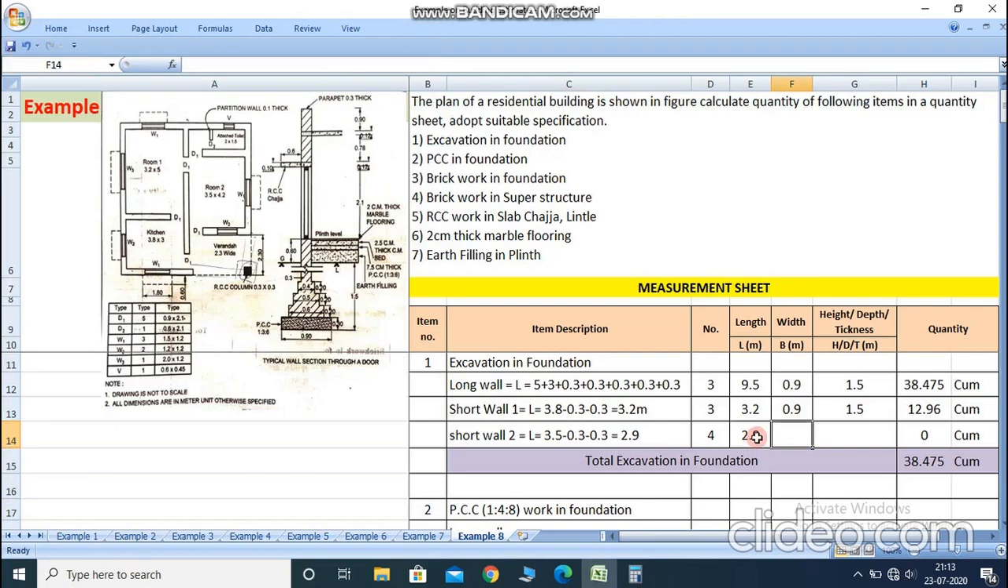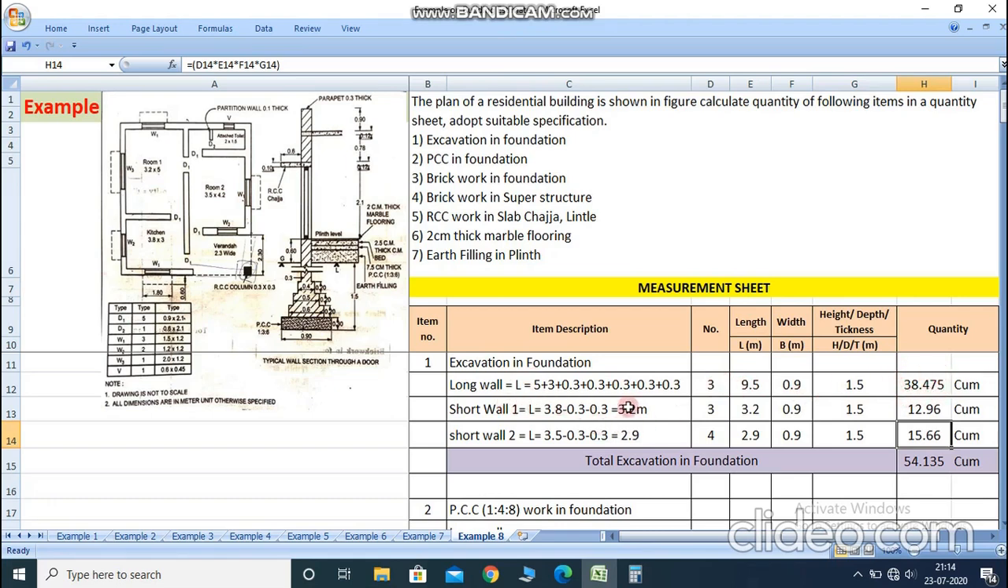Width of the excavation is 0.9, already given, and height of the excavation is 1.5 meter. Now the total excavation of the foundation for the long wall is the multiplication of 3 multiplied by 9.5 multiplied by 0.9 multiplied by 1.5. It's 38.475 cubic meter.